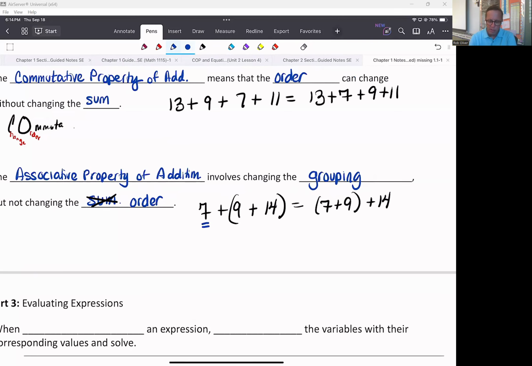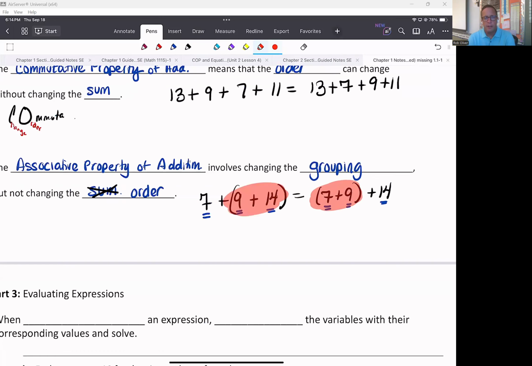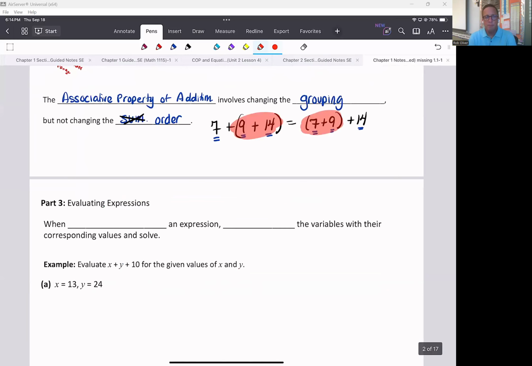You'll notice here I have a 7, 9, and then a 14, and it's the same order here, 7, 9, and 14. What did change, however, was the grouping. Right here we've got 9 and 14 in a group, and right here 7 and 9 are in our group. So the grouping indeed changed, okay? So that's the associative property of addition. You're changing the grouping, you're changing how the numbers are associated. That sometimes doesn't really help people, but it does help. I think that commutative property, that CO, definitely helps you distinguish between the two.